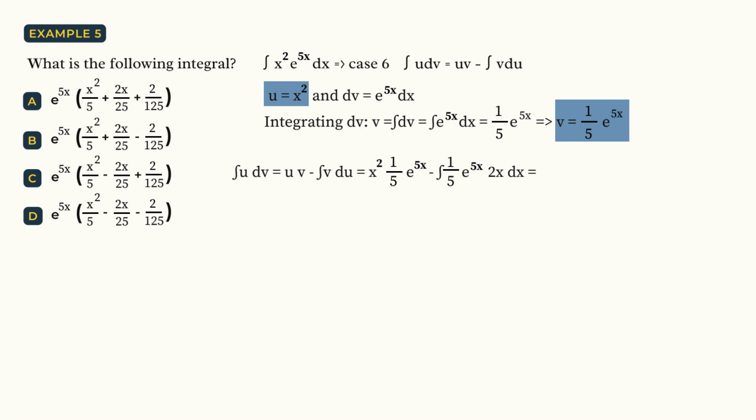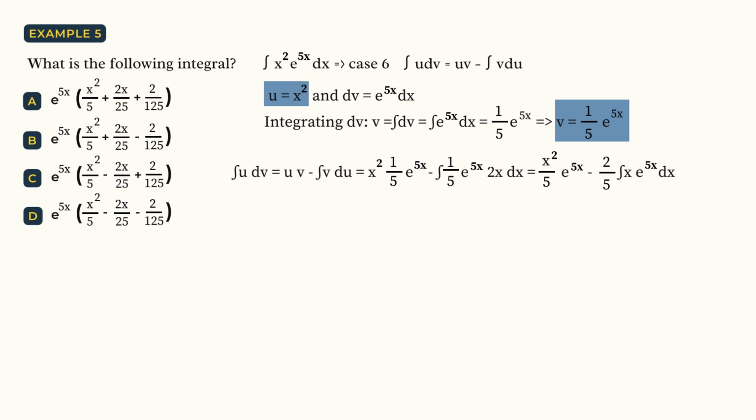So in our case, du is going to equal 2 multiplied by x power 2 minus 1, and this equals 2x. So moving forward, let's calculate this. We get x squared over 5 multiplied by e power 5x minus, and here inside the integral, we're going to bring the constant in front of the integral, and we have 2 over 5 multiplied by the integral of, we're left with x times e power 5x.